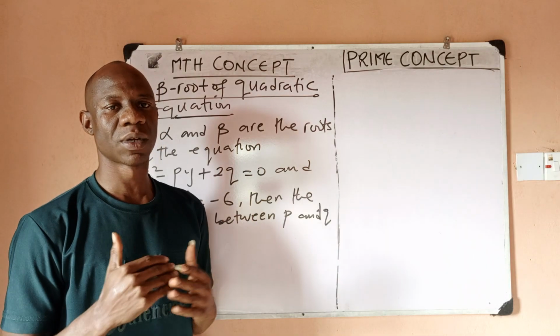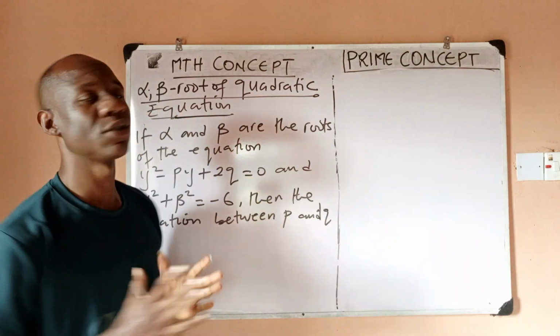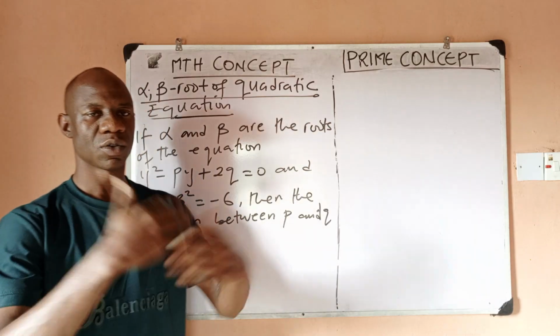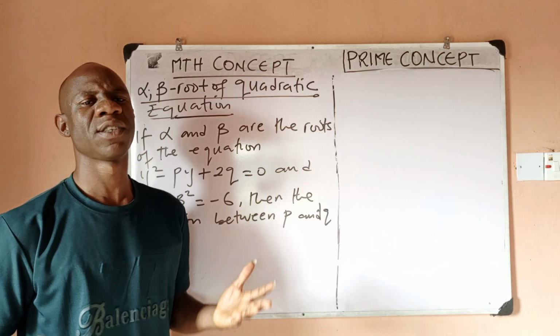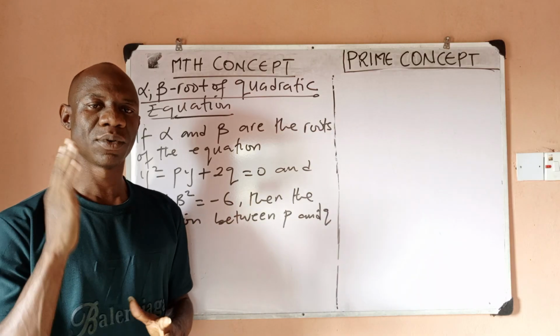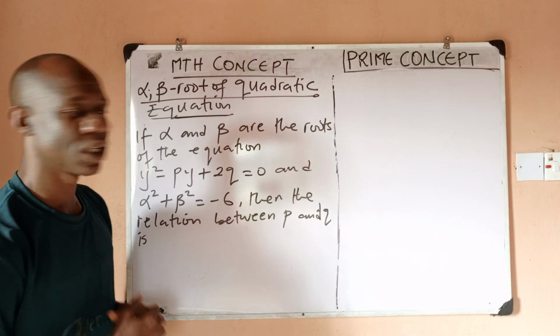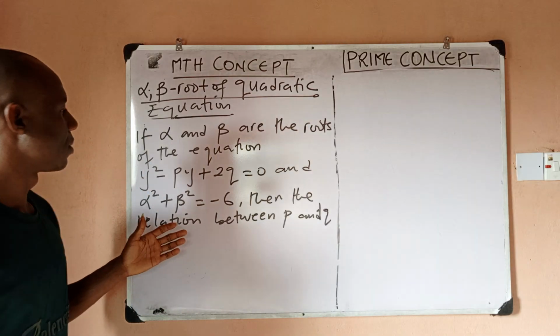In this video, I want to look at about two or three problems under alpha beta roots of quadratic equation. I want to see random questions, the way your exams, your JAMB, WAEC, NECO, JUPEB, University 100 level exam, your IGCSE, the way they will always come. So I want to see some random problems.